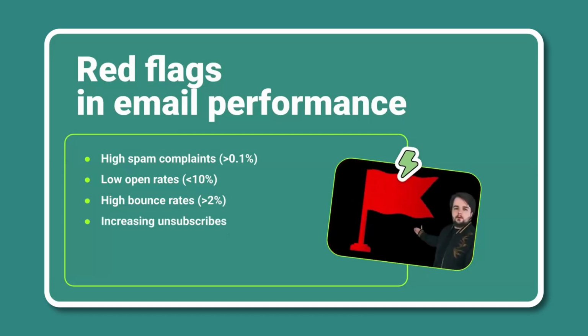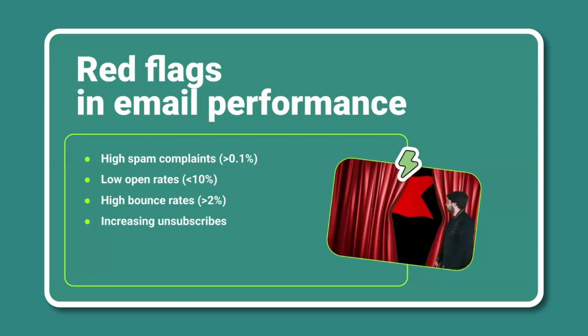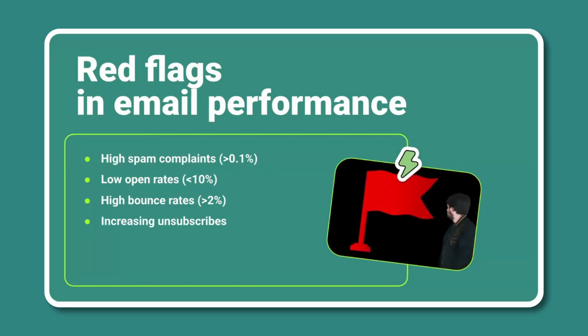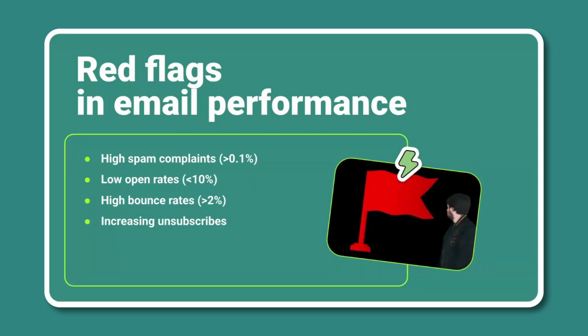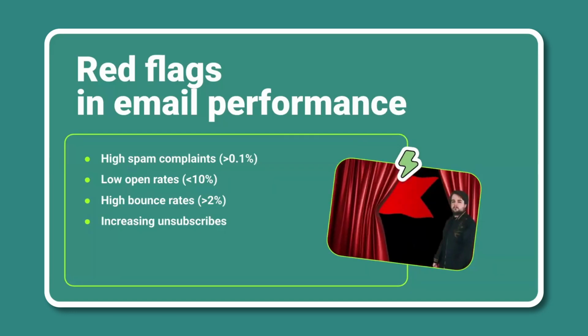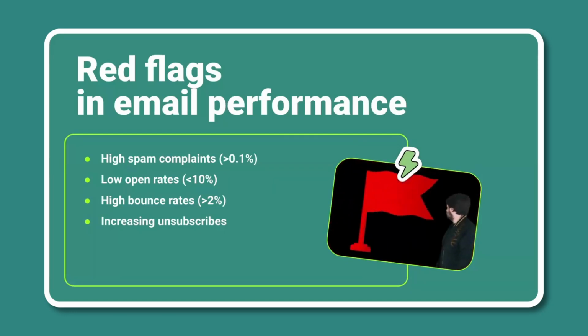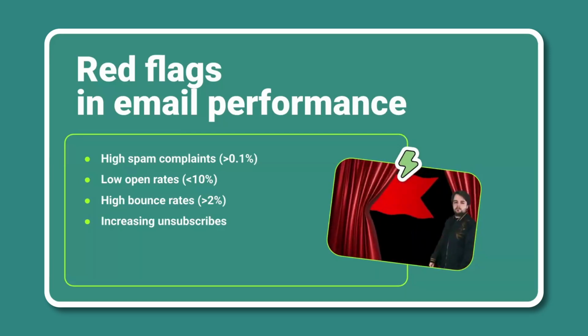Next one will be, of course, increasing unsubscribes. A spike in the unsubscribes is usually your audience's way to say, this isn't working for me anymore, I don't want to receive this content no more. And it can be due to irrelevant content, for example, or overly ambitious, let's call them, sending frequencies, or sometimes unmet expectations for some of the recipients.